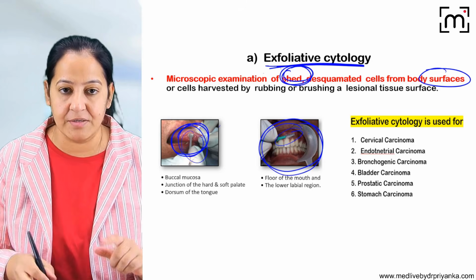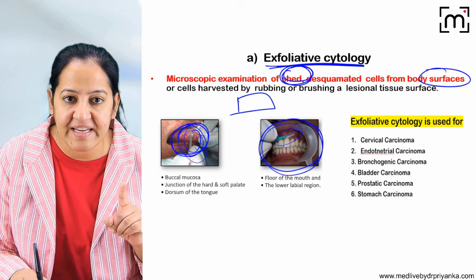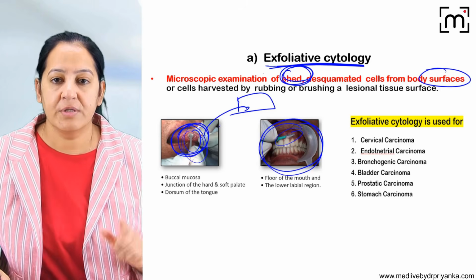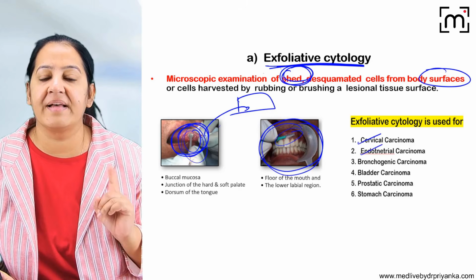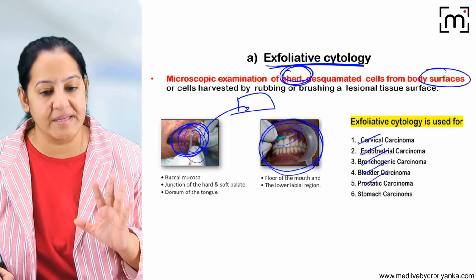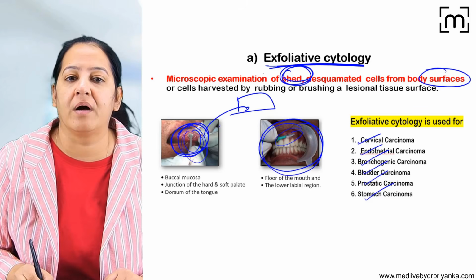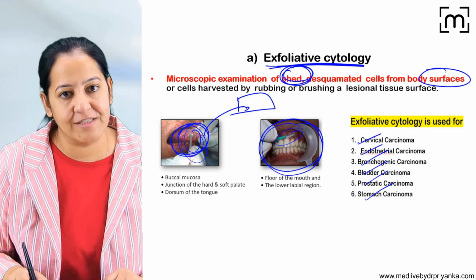We are just collecting it. So with the brush, we are collecting it and we will take it on a slide. We will stain it and see it. That is exfoliative cytology. So it is useful in cervix cancer, endometrial cancer, lung cancer, bladder cancer, prostate cancer, stomach cancer, where the shed cells we just collect with a brush or a spatula.